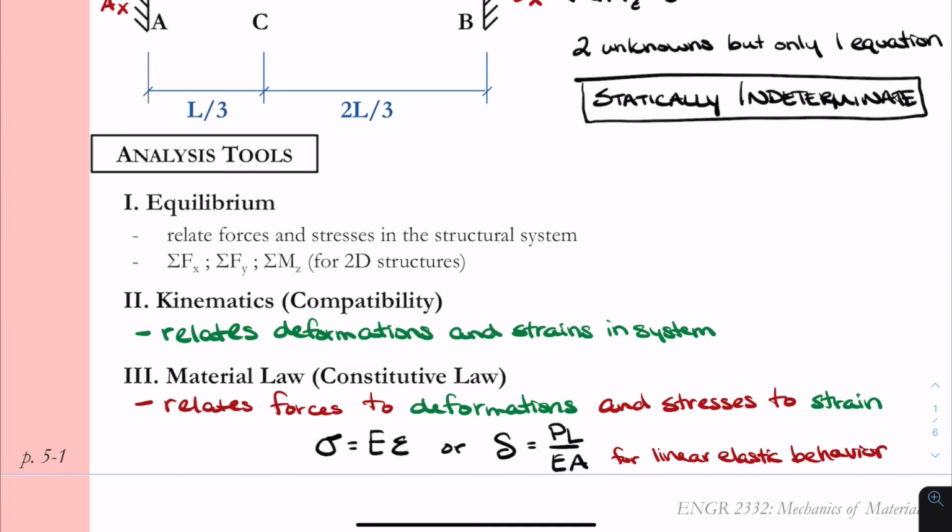So we're going to jump into the next video and see how we can apply these three tools to solve an indeterminate problem. I hope you're not intimidated by the engineering toolbox, but just in case you are, I brought along a little friend here for some inspiration.